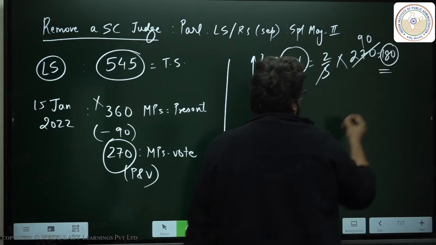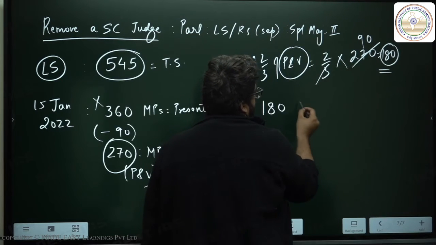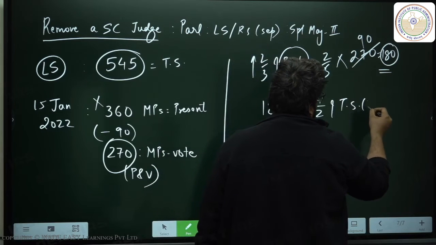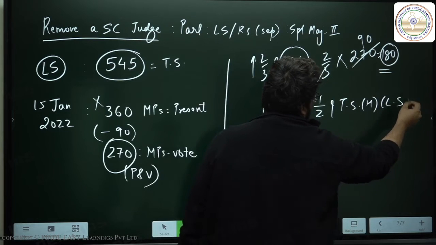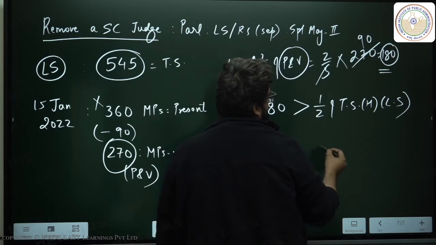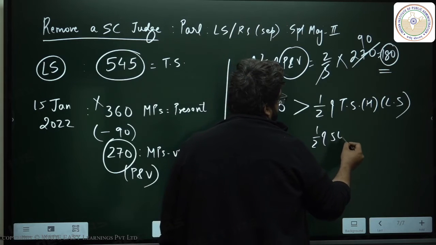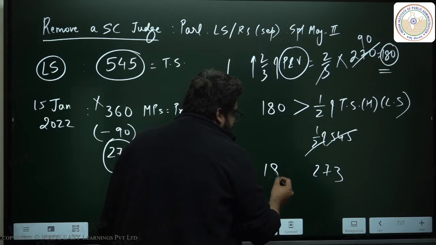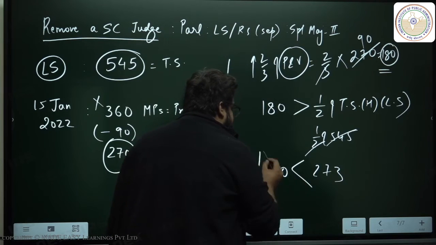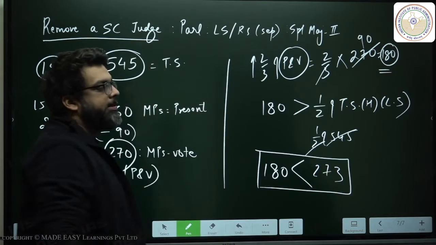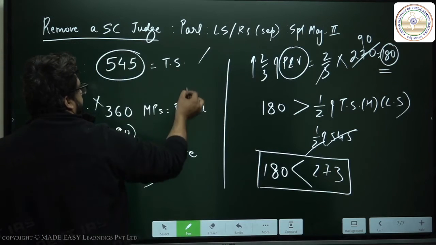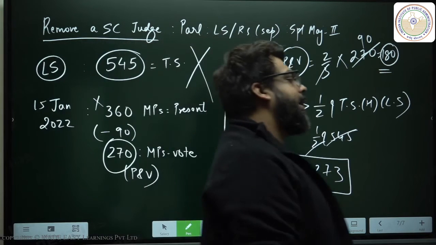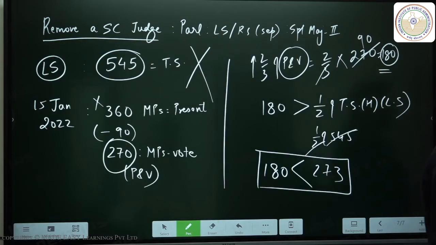This 180 strength should be more than half of the total strength of that house, which in this case is the Lok Sabha. And half of the total strength of the house is half of 545, which is 273. And clearly 180 is less than 273. So this will not pass. This will not pass, because this number is less.